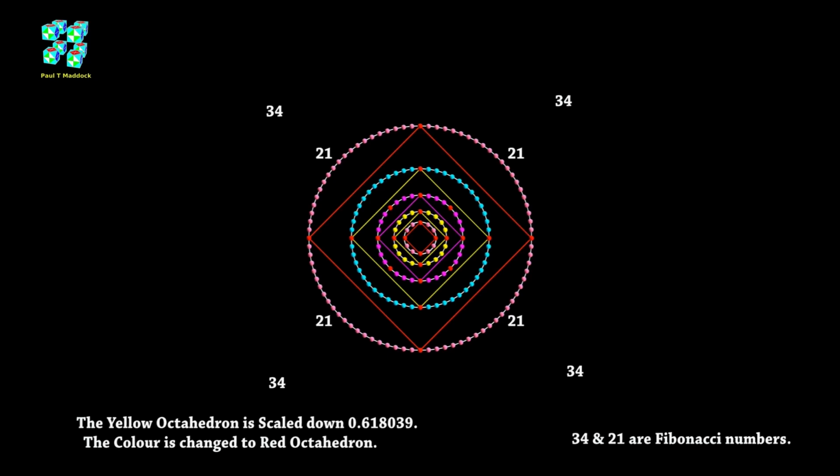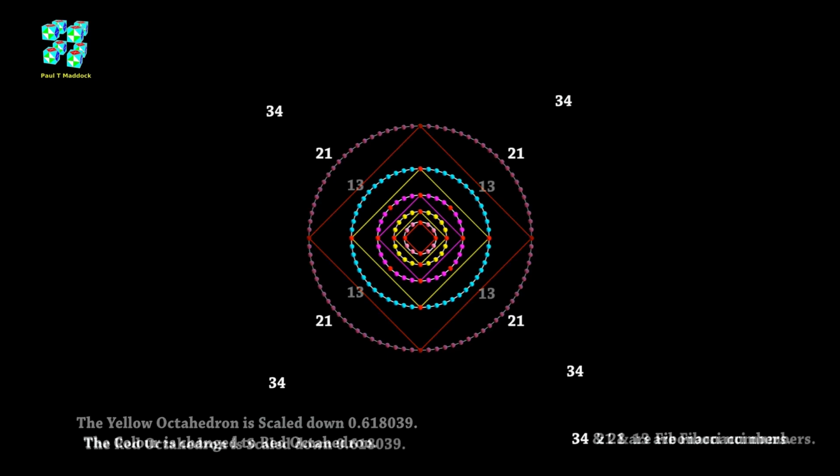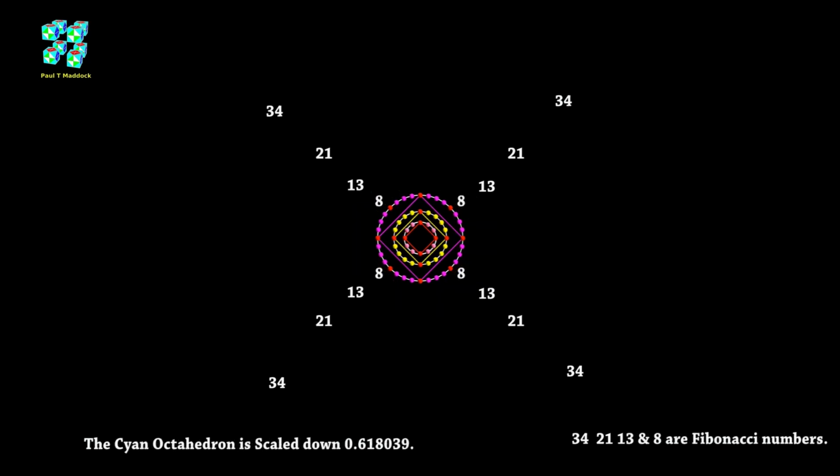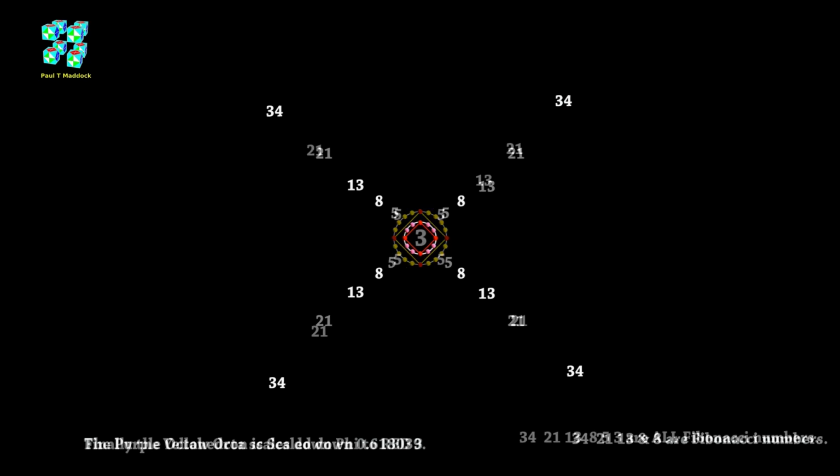Okay, now we'll do a copy of the red and scale it down to the cyan, and that too will be golden ratio. And this shows a 13 ball arc, which is Fibonacci. Now we'll scale down the 13 cyan to a purple 8. Now we'll scale the purple down to the yellow 5. And finally we'll scale the yellow down to the last one, which is the red in the center.